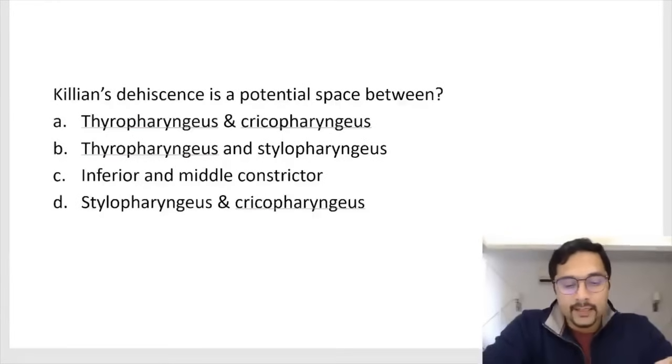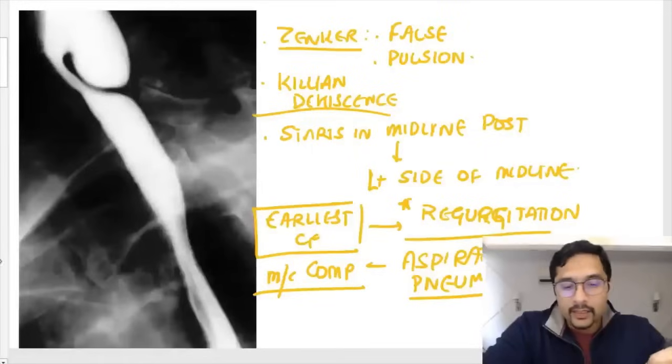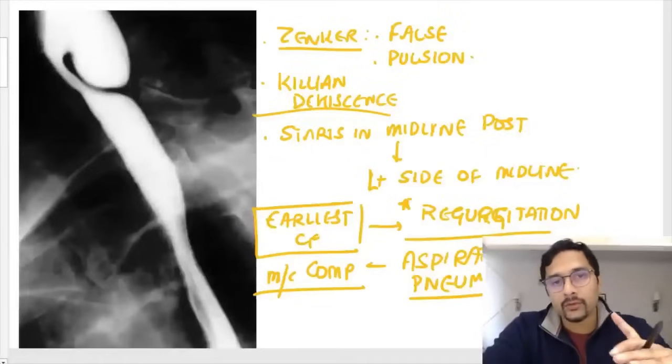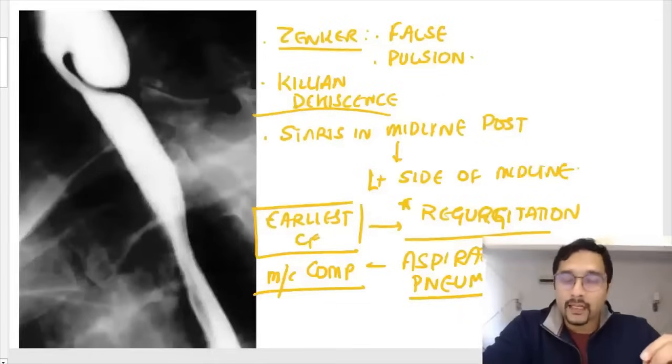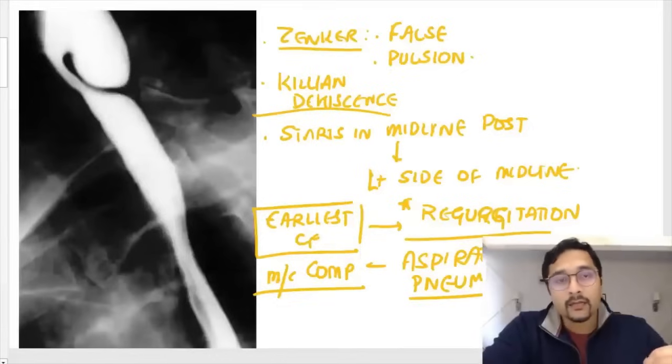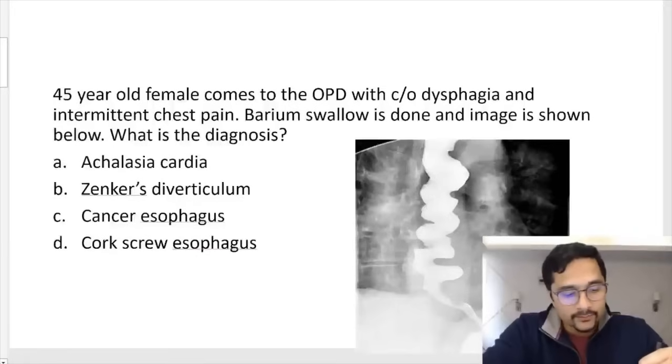Killian's dehiscence is a potential space between thyropharyngeus and cricopharyngeus. And what comes out through the Killian's dehiscence? That's correct. Zenker's diverticulum can come out through Killian's dehiscence. It is a false diverticulum. It starts in the midline posteriorly, but final is left of the midline. The earliest feature is regurgitation, but the most common complication is aspiration pneumonitis.